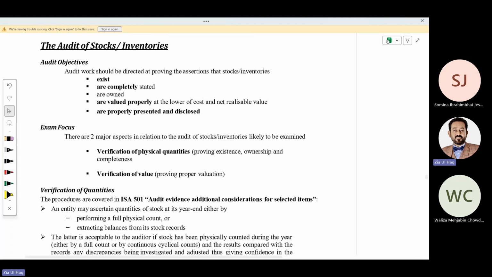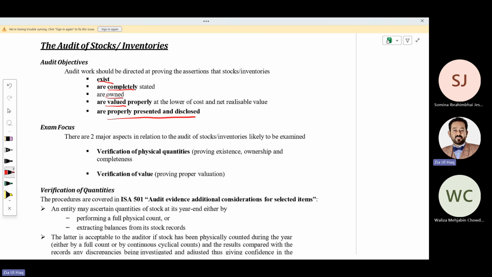Inventory, where does it appear in the financial statements? In the balance sheet under current assets, also called stock. At the same figure, closing inventory is deducted from cost of sales in the profit and loss account as well. But mainly it is a balance sheet item in assets. This means for a balance sheet item, we need to verify the assertions: valuation, completeness, rights and obligations, meaning ownership, existence, and presentation and disclosure.